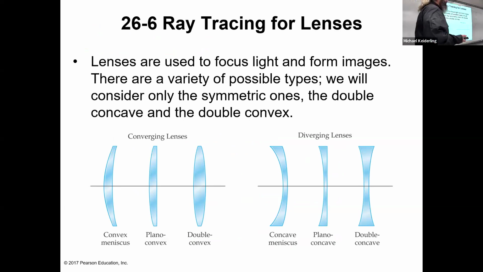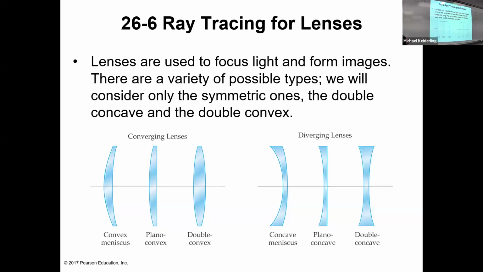So we can also form images like we discussed forming images with mirrors. We can form images with lenses. So lenses are used to focus light and form images. There are a variety of types. We'll consider only the symmetric ones.